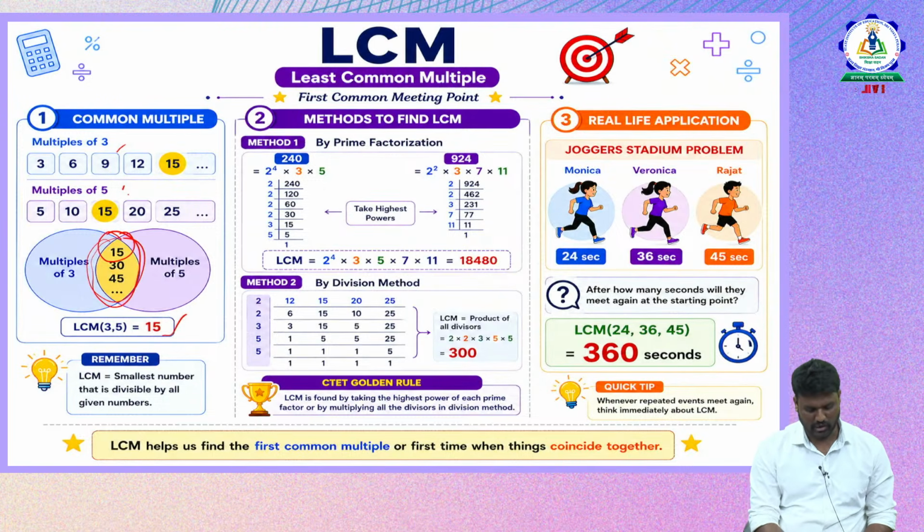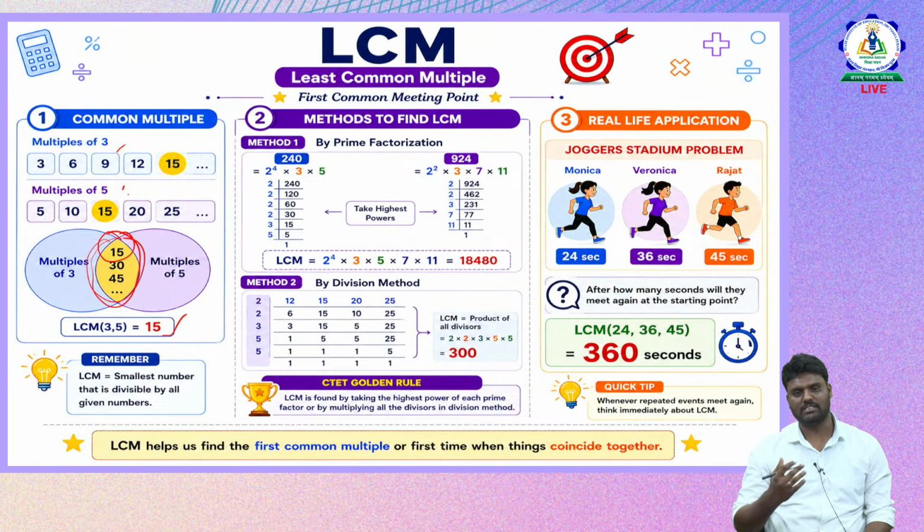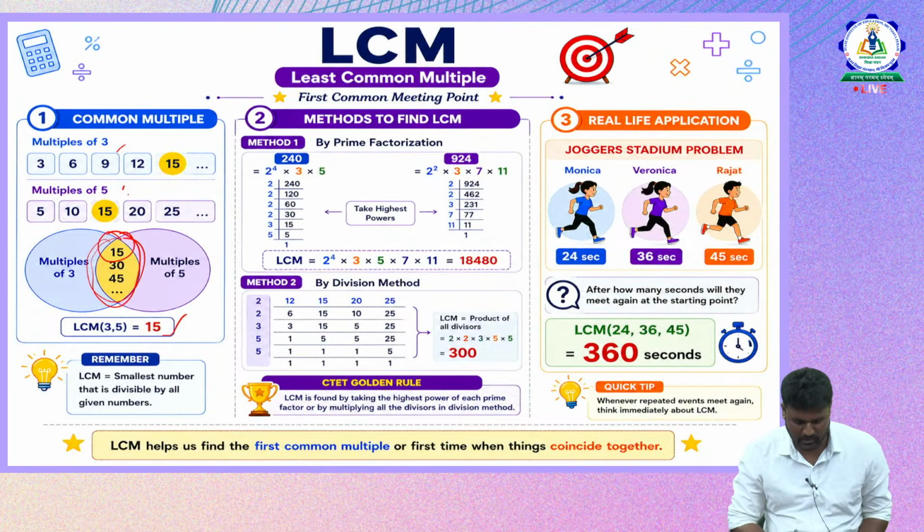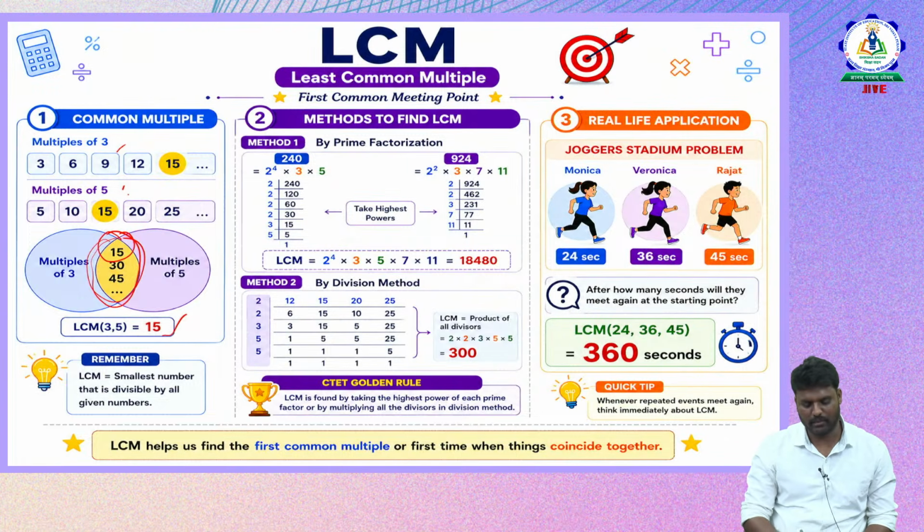Then you have to remember one thing always: the LCM is the smallest number that is divisible by all the given numbers. In this case, 15 is divisible by the given numbers. There are two other ways to identify the least common multiple. Method one is prime factorization, where we find the LCM using this method. Another method is the division method. For the prime factorization method, for example, they have asked to identify the LCM of the given numbers 240 and 924.